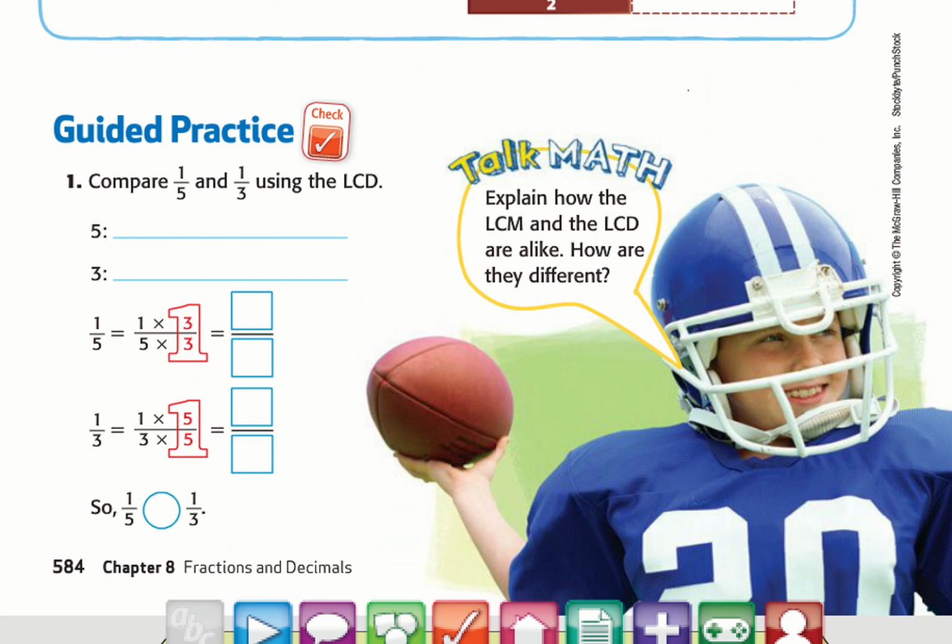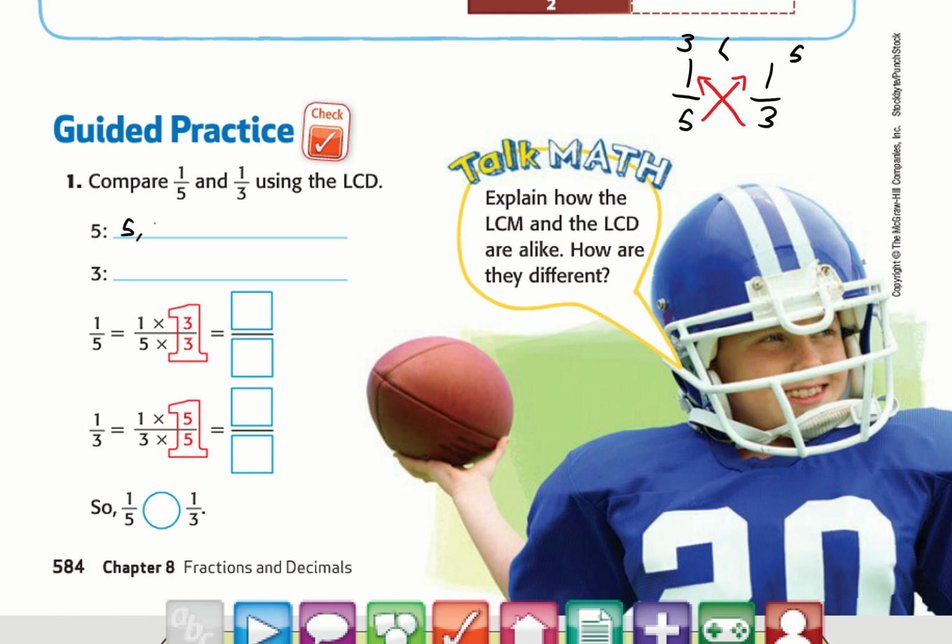Okay, so I'm going to do the shortcut over here, 1/5 and 1/3. So I'm going to multiply 5 times 1 and 3 times 1. So 5 times 1 is 5, 3 times 1 is 3. 3 is going to be less than 5. So 1/5 is less than 1/3.